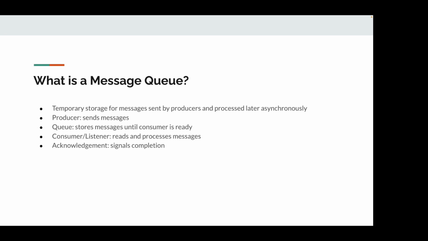Okay, once this is consumed, let's say once the notification service consumes this message, it will acknowledge back to the queue that this message is taken care of. Now you can safely delete this message from the queue. Okay, so the acknowledgement part will also be taken care of.